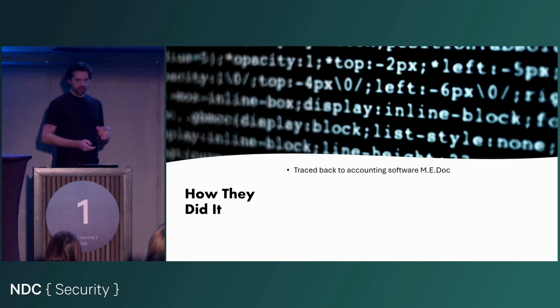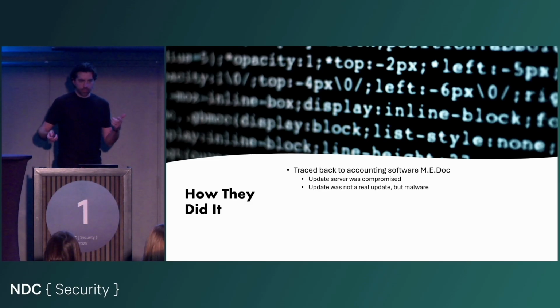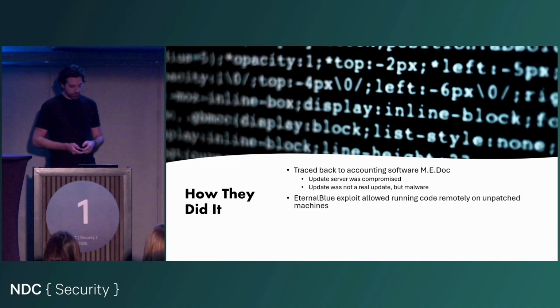So there was a piece of accounting software that was widely used in Ukraine, and the update server for the software was compromised. So the software regularly reaches out to a known update server and checks if there's an update and pulls it and installs it if so. But the attackers managed to get access to this update server and inject malware into that update instead of the actual update.